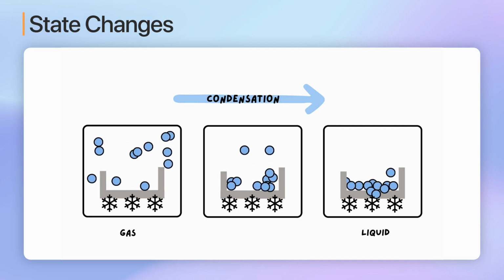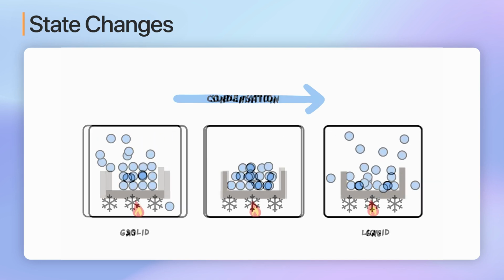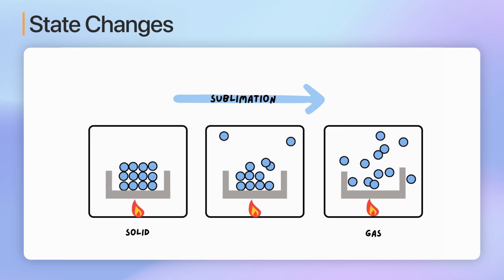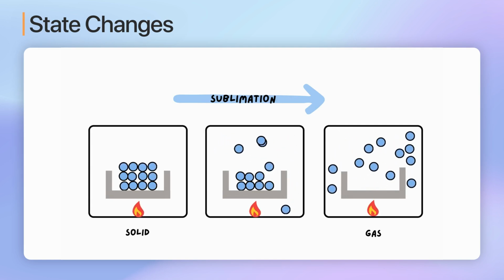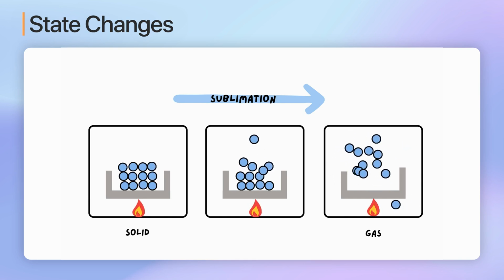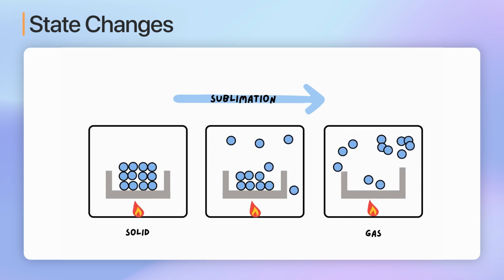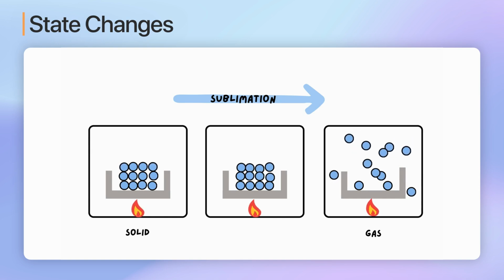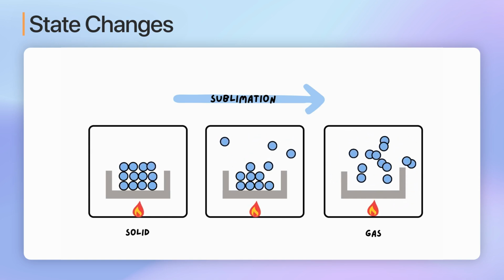Some substances can change directly from a solid to a gas without passing through the liquid state. This is called sublimation. Dry ice, solid carbon dioxide, is a classic example, turning directly into carbon dioxide gas.